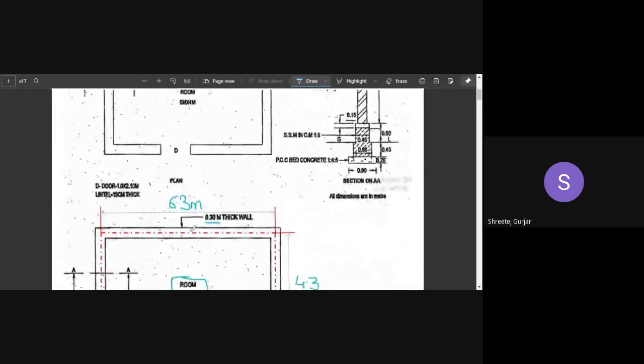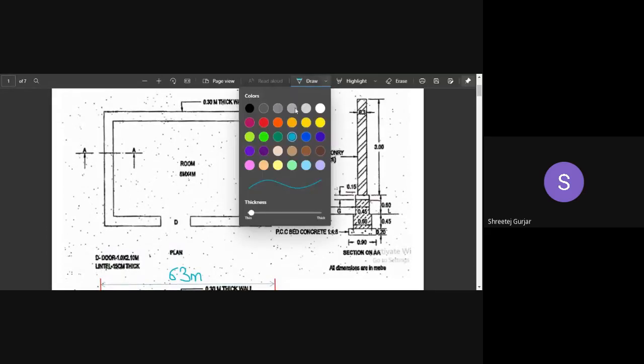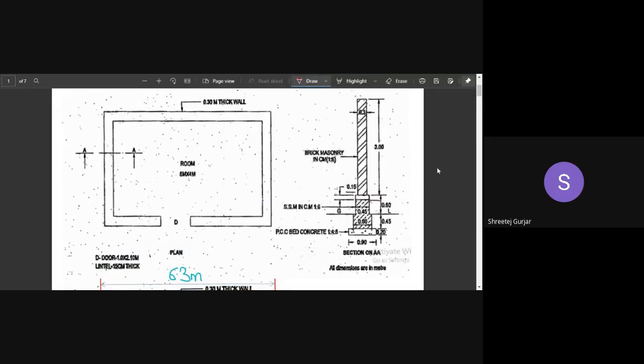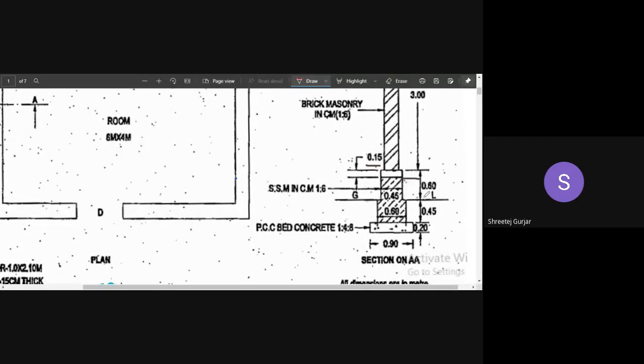Let me draw how the earthwork in excavation is done here. This is your ground level. Initially, this was your ground level. Then what you have to do is dig up to the widest part, where your foundation is the widest. I have to excavate up to this width. There is no need to dig extra, so keep it exactly at the widest part. My widest part is 0.9, so I will keep my width as 0.9.